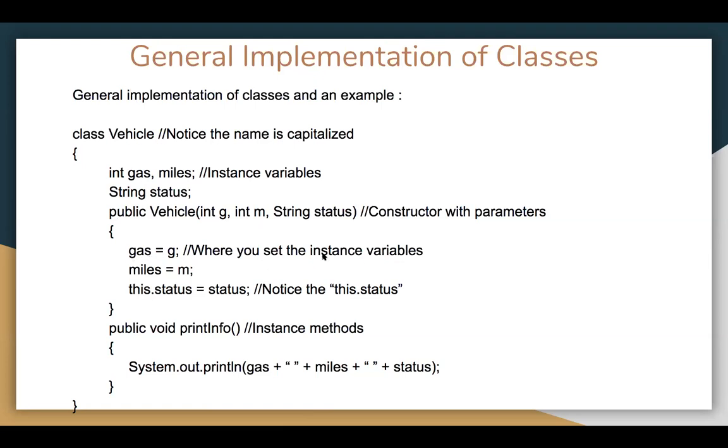So this is where you set the instance variables. You can see miles equals m, this.status equals status. Also just notice this.status. Because this status is the same as this status, and we want to set them to each other, to differentiate between the two you have to put this.status, which basically means this status. We want this status equals the status here.